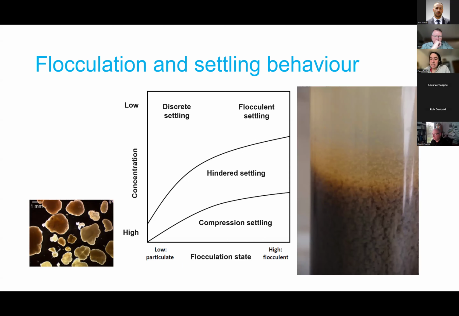You see a little picture of what the flocs would look like during settling, and you indeed see that within hindered settling, they settle as a whole downwards in a column.